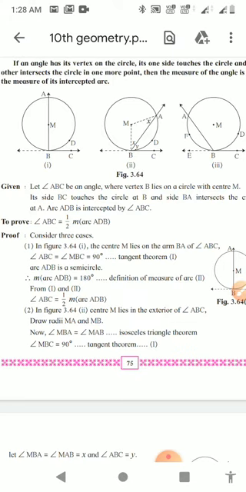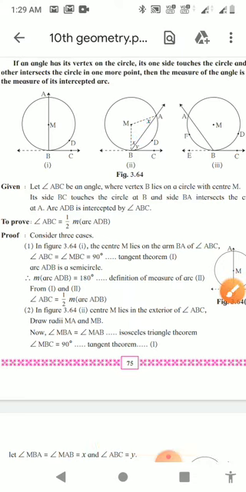Now what I will write here in this case: angle MBA equals angle MAB, because this triangle is an isosceles triangle. According to the isosceles triangle theorem, I can write MBA equal to MAB, which means in short these two angles are equal according to the isosceles triangle theorem.